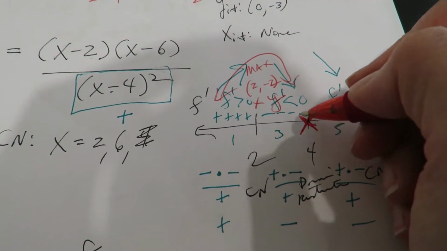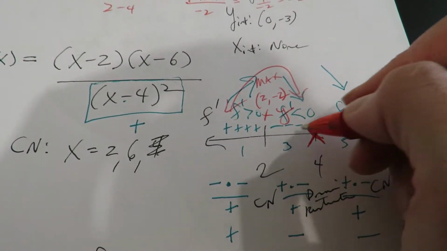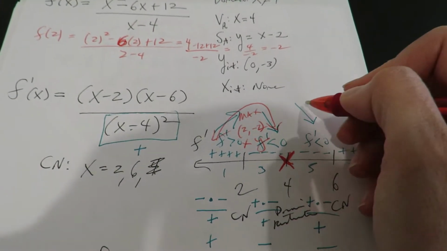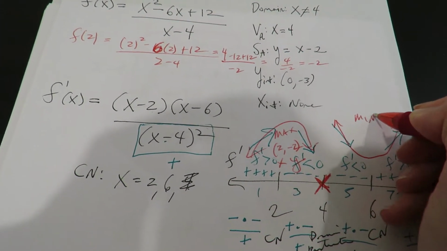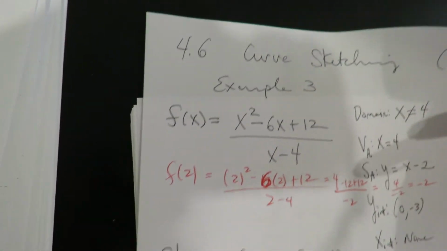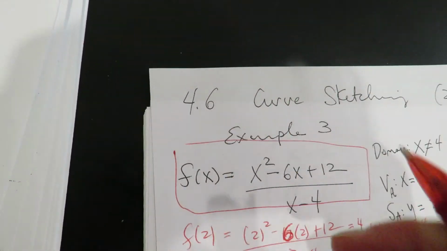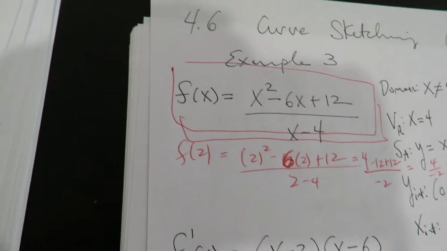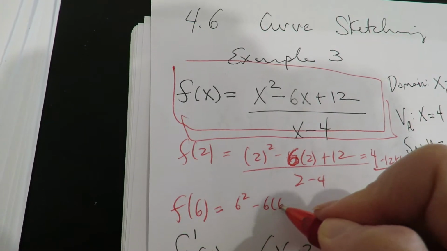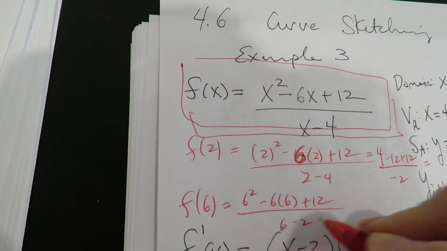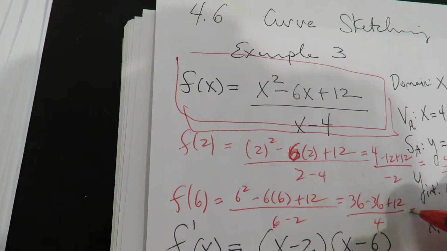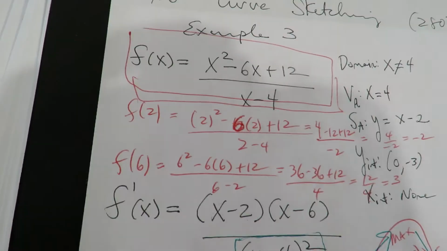This is a domain restriction, so I'm not going to look to the left or right of it. This is a critical number. To the left it's decreasing, to the right it's increasing, so it's going down and then up. This is a minimum at 6 something. So again, you need to plug that into the original because we're drawing this picture here. So f of 6: 6 squared minus 6 times 6 plus 12 over 6 minus 2, 36 minus 36 plus 12 over 4, or 12 over 4, which is 3.